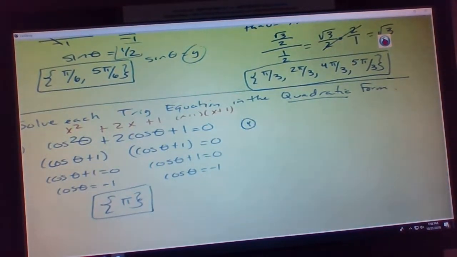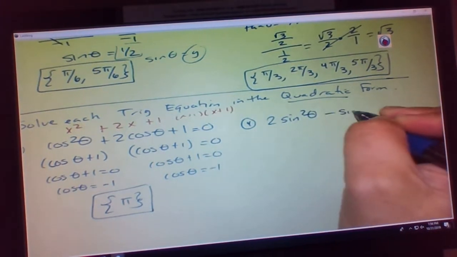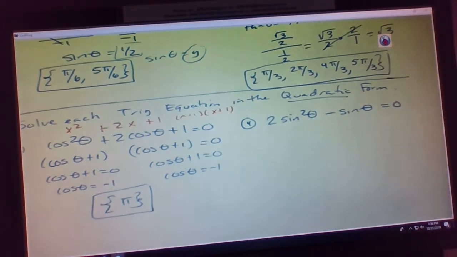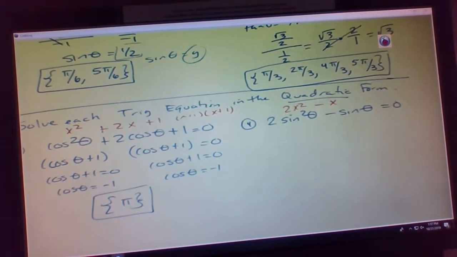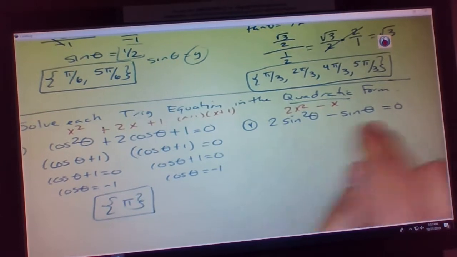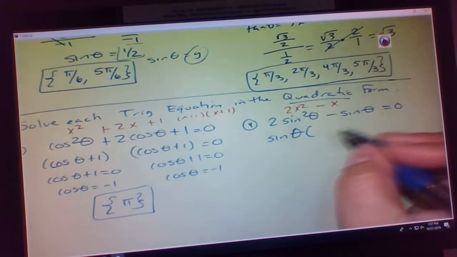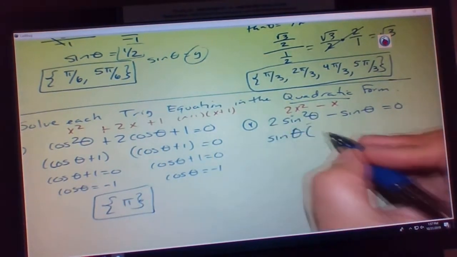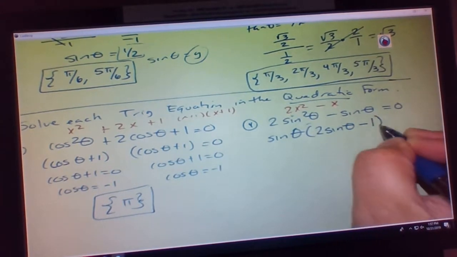Number 4, 2 sine squared minus sine equals 0. It's like having 2x squared minus x. What do they have in common? An x or a sine, right? So if I factor out a sine from both of these, I get sine times, what's left over if I factor out one sine? 2 sine minus 1 equals 0.